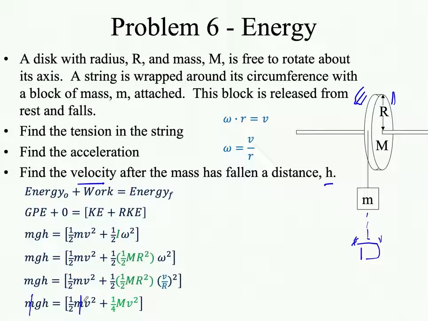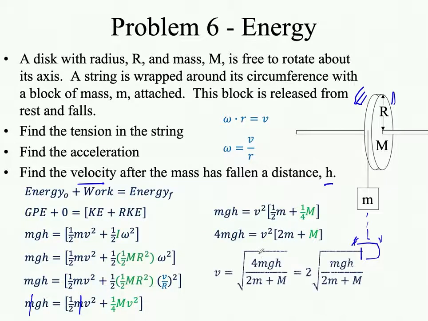Oh, no, I can't cancel out the m's. I'm so sorry. That's a different mass. That's the mass of the disk. But what I can do is, I'm looking for velocity. I can factor out the v squared from both of these two terms here. Give me this. Multiplying through by 4 gives me this, which makes it a little bit nicer in terms of fractions.